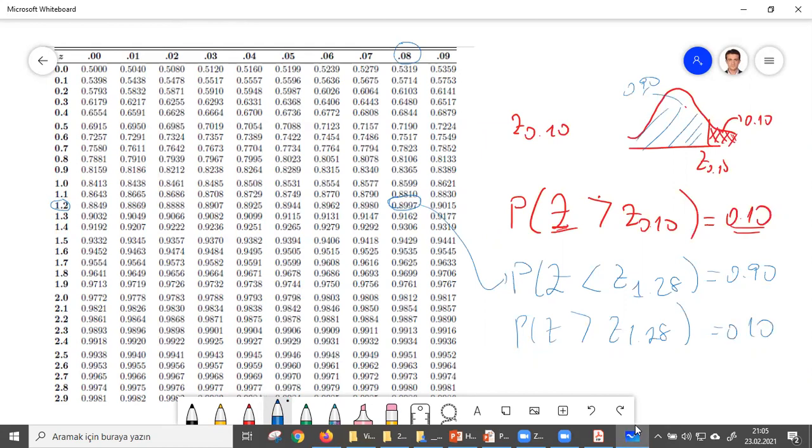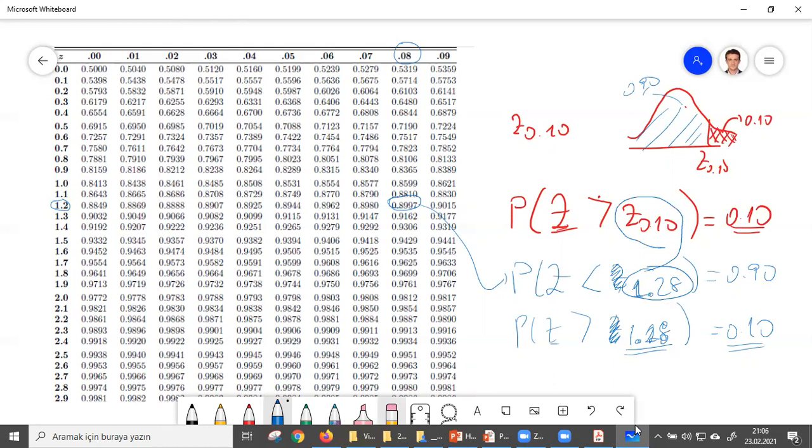Okay, therefore, sorry, this is 1.28. The probability that z is smaller than 1.28 is equal to 0.90. The probability that z is greater than 1.28 is equal to 0.10. So in fact, 1.28 is z sub 0.10.